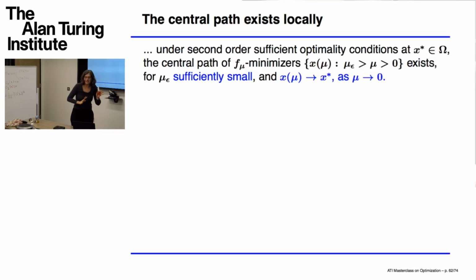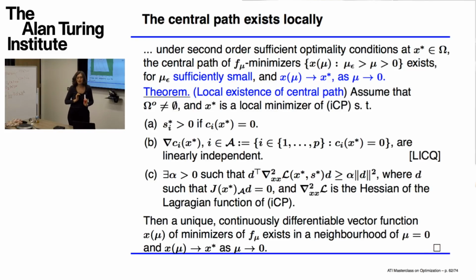Okay, so we call the central path the path of minimizers of these log barriers as a function of mu. Is this path well defined? Well, I've given a theorem here. Please don't read it now. It says that if I'm sufficiently close to a non-degenerate minimizer of my original problem, then this path is well defined for sufficiently small mu. But, okay, let me illustrate this path.